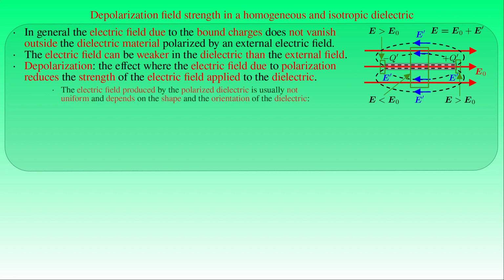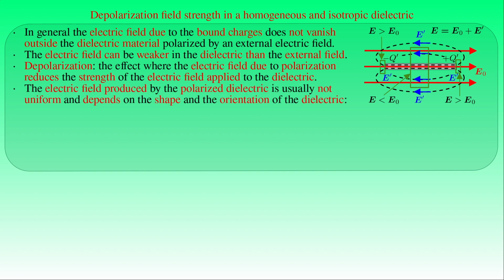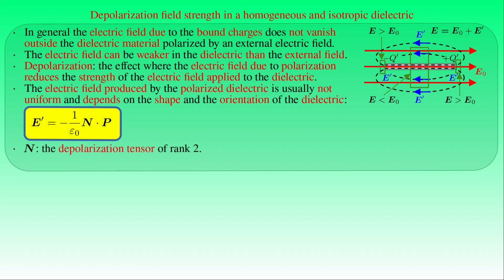The resulting field strength is usually not uniform outside or inside the body. The electric field produced by a polarized dielectric acting against the field polarizing the dielectric obviously depends on the orientation and the shape of the dielectric material. Consequently, we need to introduce a second-rank tensor called the depolarization tensor to characterize this effect, which is defined by the equation stating that the electric field E' due to polarization is equal to -1 over the vacuum permittivity ε0 times the contraction of the depolarization tensor n with a polarization field P in the dielectric.